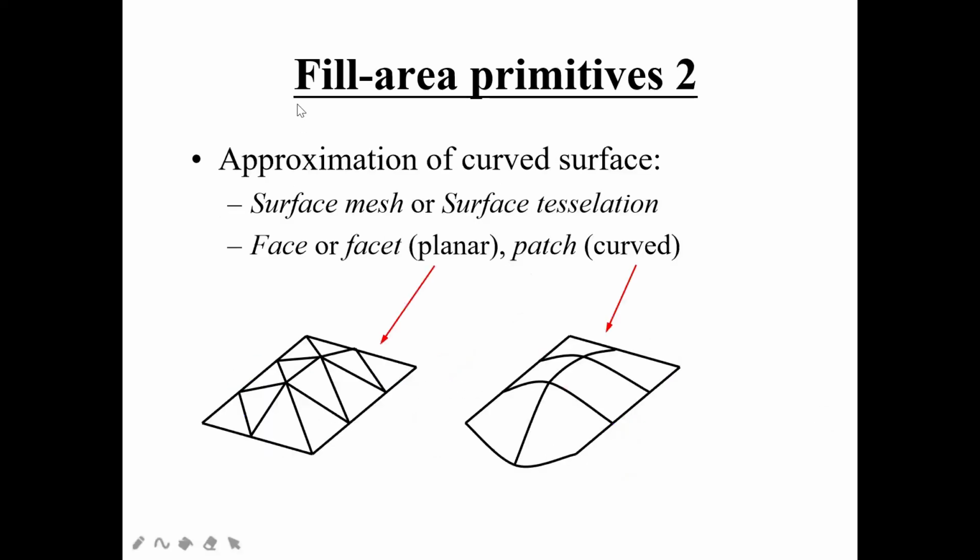Now here you see I have some fill area primitives, which is again a different way. Here I have two things: there is a planar and there is a curved surface. If I want to use the planar, I have to go for the face, and if I want to use the curve, then I have to go in terms of my patch. So there are two different names which we are going to use. These fill area primitives will be approximated on your curved surface.